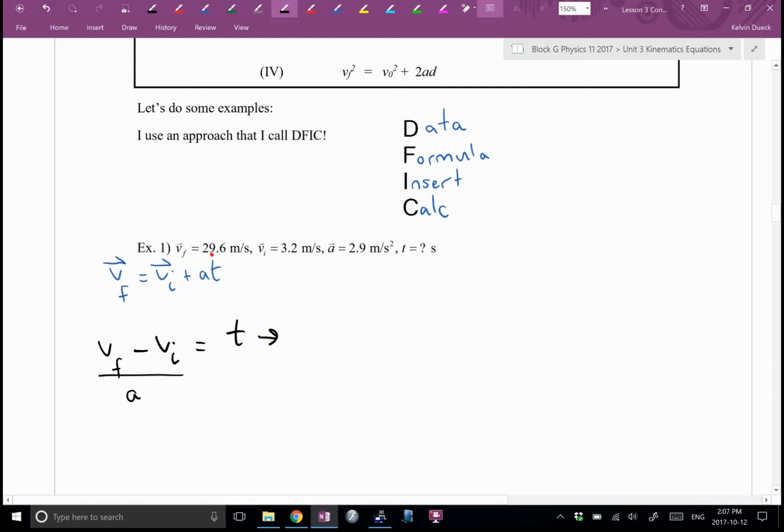We've found a formula. Now we're going to insert numbers. T equals, what is VF? Read it right from the data that's listed. 29. And this is why I like this method. If you've listed the data, now it becomes fairly plug and chug. 29.6, you say? Minus, what's VI? 3.2.